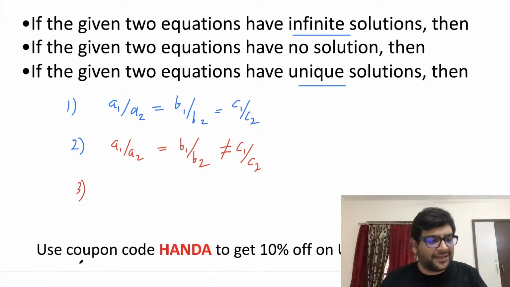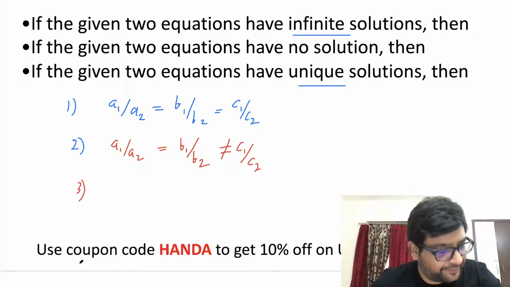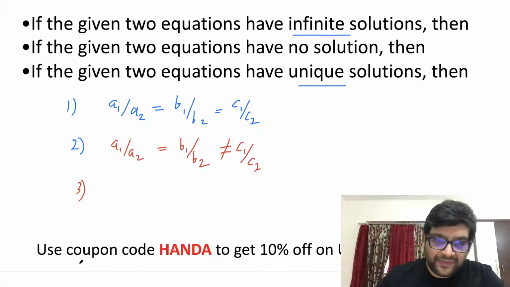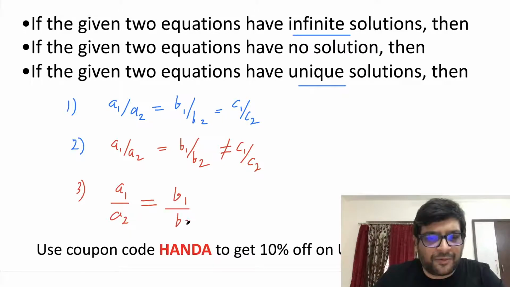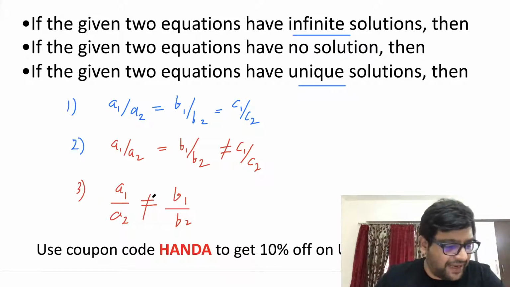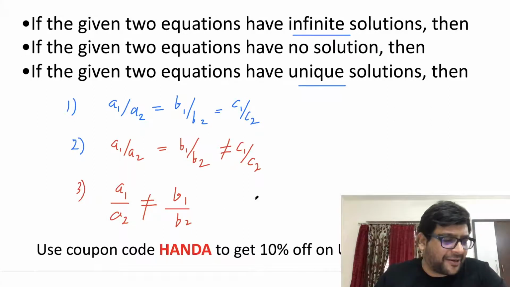What about the third condition for this to intersect? For the third condition to intersect, their slopes should not be equal, or the coefficient ratios should not be equal. So A1 by A2 should not be equal to B1 by B2. C1 by C2 doesn't matter.